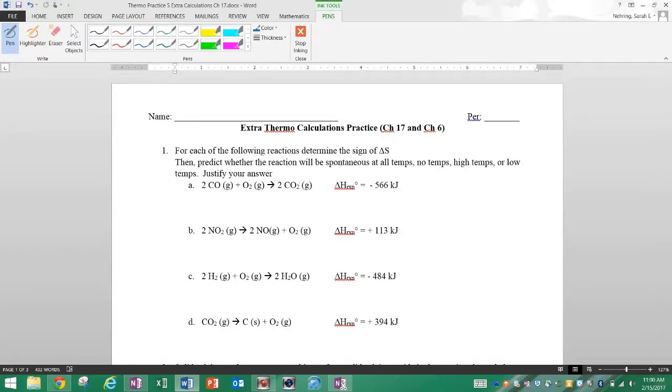Hello, this is Mrs. Nearing, and we're going to be going over some problems from Thermo set number 5. If we look here at problem number 1, we're looking at what is the sign of delta S, the change in entropy, and then predict whether the reaction is going to be spontaneous at all temps, no temps, high temps, or low temps. Okay, so these all are questions about sign. We're not going to have to do any actual calculating here.